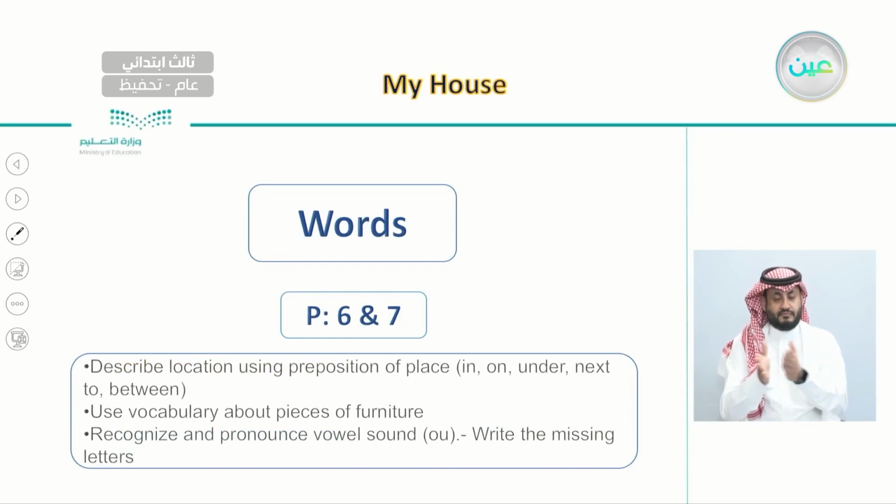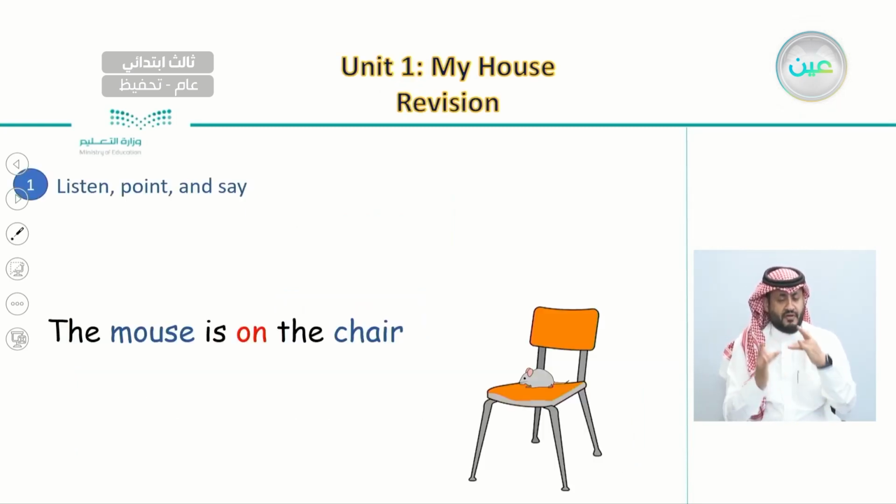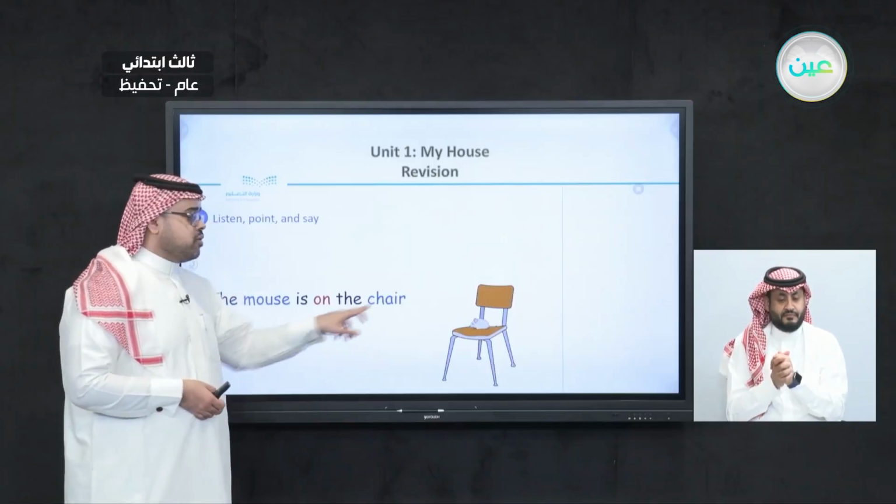And after this, we had the Words lesson on pages 6 and 7. Our goals were to describe location using prepositions of place: in, on, under, next to, and between, and also to talk about pieces of furniture. So here we talked about the preposition "on." We said that we can learn the preposition meaning by only looking at the mouse.